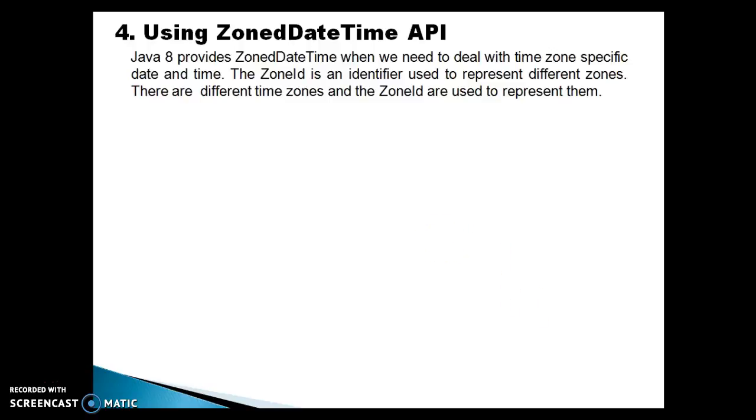In this video tutorial we are going to discuss the ZonedDateTime API. Java 8 provides ZonedDateTime. It's a class we use when we need to deal with a time zone, a specific date and time. The zone ID is an identifier used to represent different zones. There are different time zones and zone IDs are used to represent them.